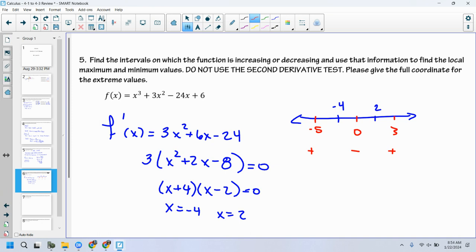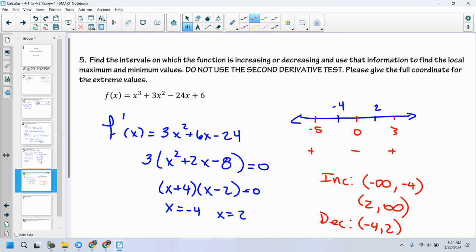So I can now say, find the intervals in which the function is increasing and decreasing. Okay, so now I can say that this is increasing on the interval negative infinity to -4, and also from 2 to infinity. It's decreasing on the interval -4 to 2.